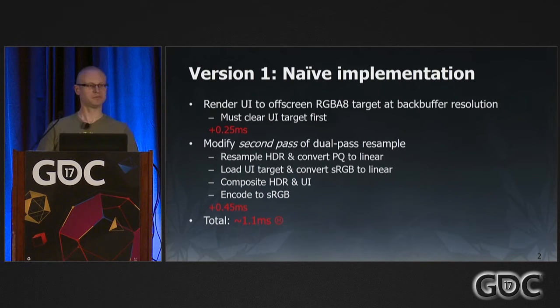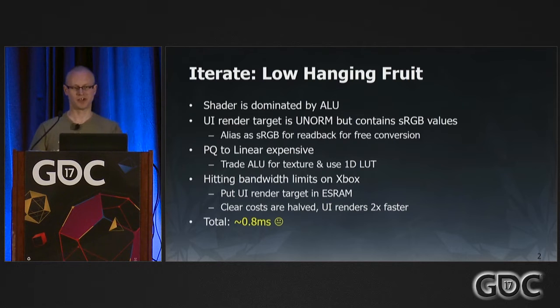Well, not really optimal, not really very good. Yeah, this added a large cost, and this is not okay, but it was okay to get into the hands of the artists. So of course, you take some low-hanging fruit. You notice that the second pass is dominated by ALU, and first thing is a really easy win. Our UI is rendered in a UNORM format for various reasons, but it contains sRGB data, so of course you just alias that texture as sRGB, and you get the conversion for free.